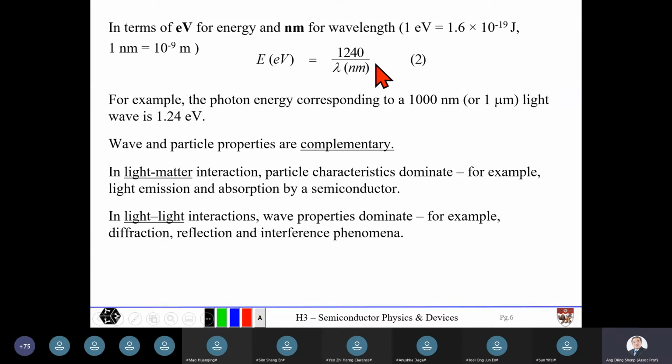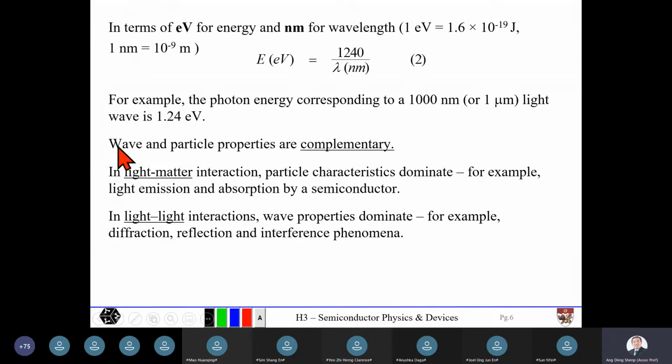So if you have the wavelength in terms of nanometer, for example, 1000 nanometer, you can immediately know the photon energy. All you need to do is take 1240 divided by 1000, expressed in nanometer. So the photon energy will be 1.24 eV. You might want to keep this in mind. It's a very convenient expression to use.